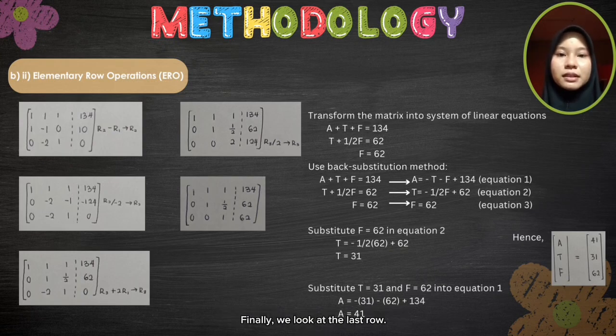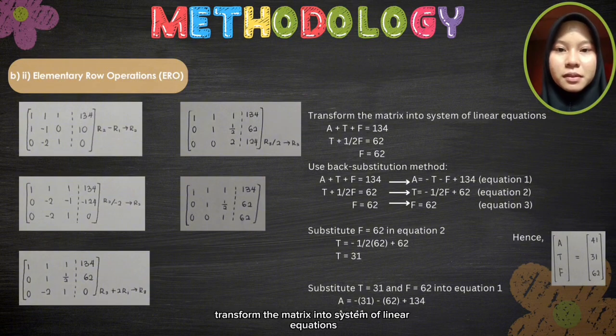Finally, we look at the last row. We have a 2 in the third column, so we divide the entire row by 2 with R3 divided by 2 to get new R3. This leaves us with a 1 at the very end of our diagonal. Next, transform the matrix into a system of linear equations.